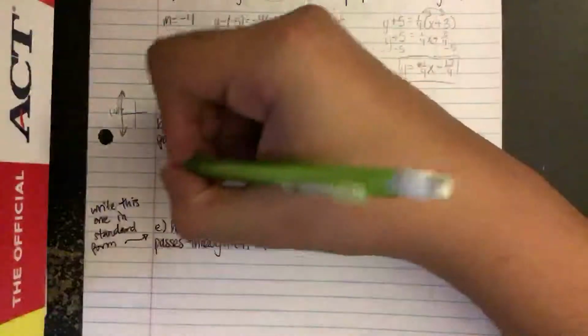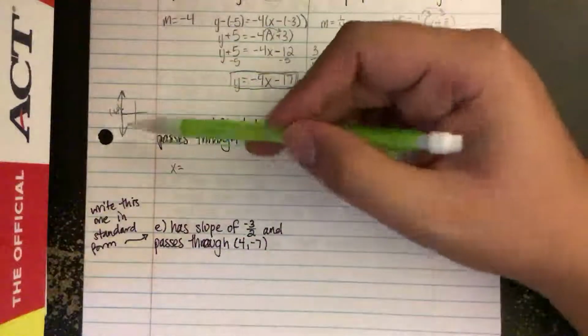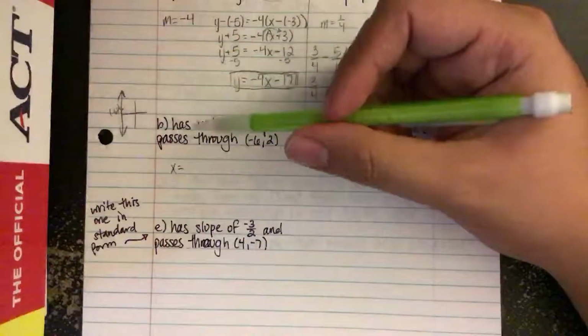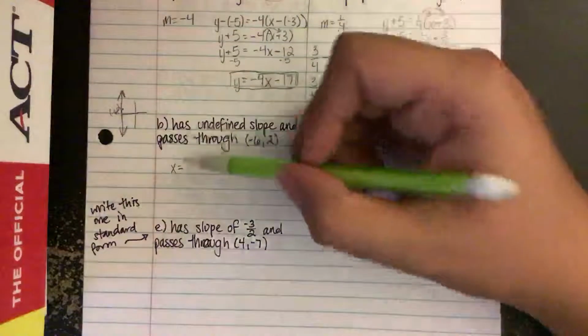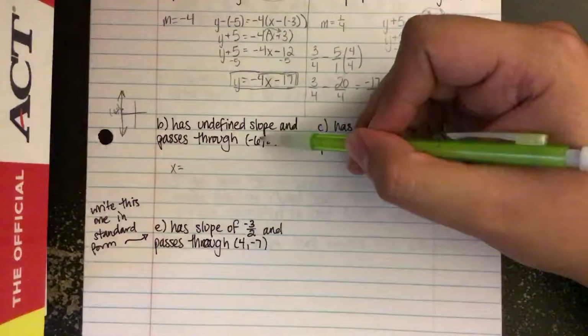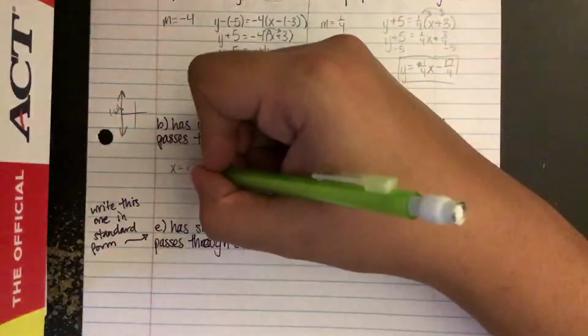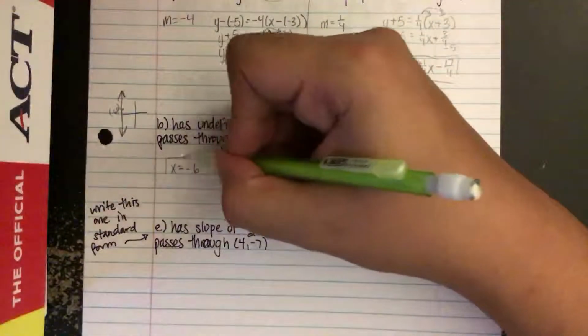Hopefully you said using x equals, right? Because remember, whenever we have x equals, that means y can be whatever it wants as long as x stays at a specific value. Well, which x value is this line passing through? Negative 6. So the equation of my line is x equals negative 6.